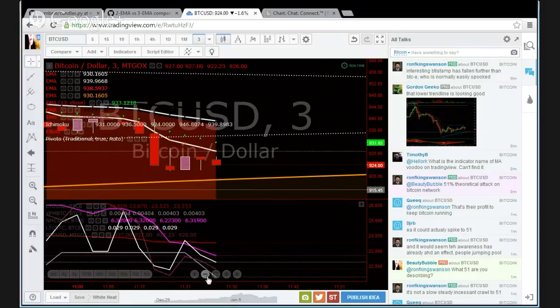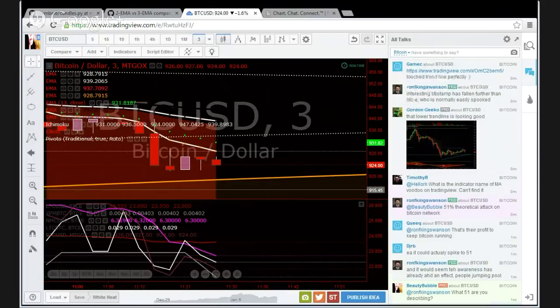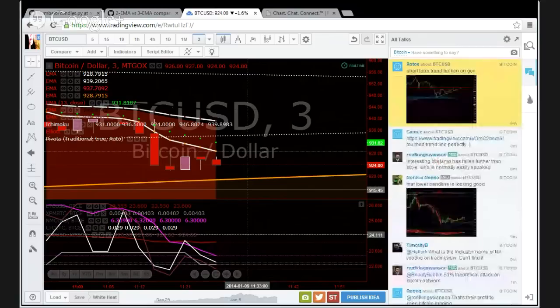Alrighty. So I'm going to try and put myself on mute, and we'll see if it works this time around. If it doesn't, maybe I'll work on some of the audio features. So I'll be on mute for a moment. And you're watching the 3-minute BTC USD Bitcoin dollar pair on the MTGOX.